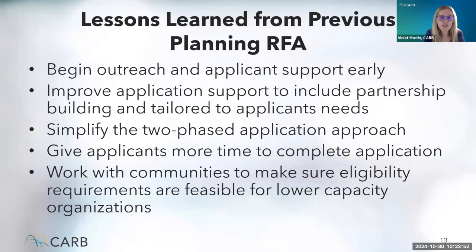Simplify the 2-phased application approach, give applicants more time to complete the application, especially the full phase. Work with communities to make sure eligibility requirements are feasible for lower capacity organizations. And the idea behind this is to make it possible for under-resourced communities to apply or continue providing extra points to priority lead applicants. Also, updating questions to allow for more flexibility in the application and acknowledge that not all details will be fully figured out, especially if the goal of the project is to build networks or partnerships and so on.